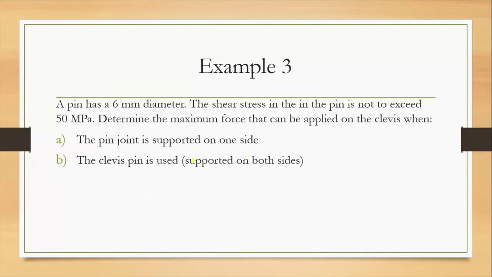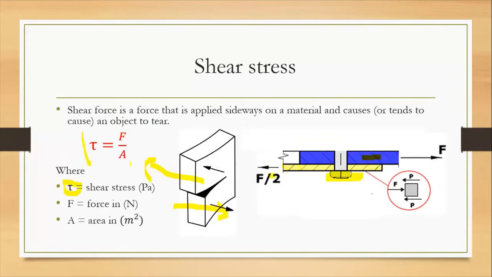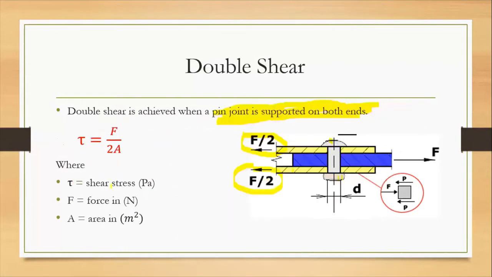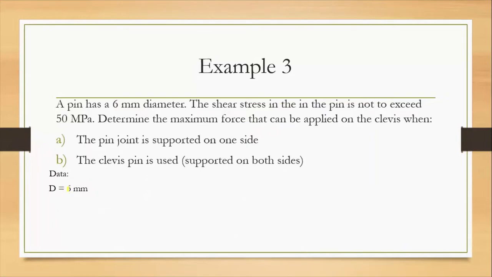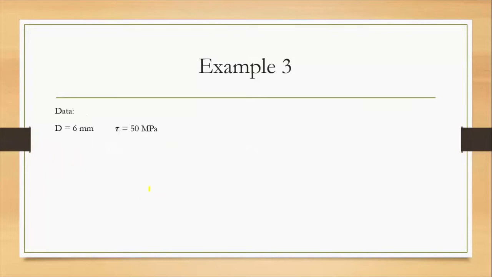Here's an example. A pin has a diameter of 6 millimeters, and the shear stress on the pin is not allowed to exceed 50 MPa. Determine the maximum force that can be applied on the clevis when the pin is supported on one side. Remember, when the pin is supported on one side, guys, it is this one again. On our data, we've got a diameter of 6 millimeters and a shear stress of 50 MPa. With these two pieces of information, guys, it is enough for us to calculate what?